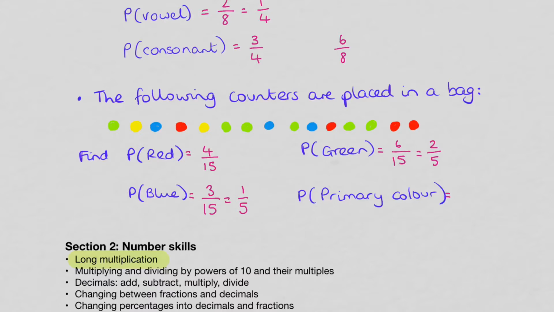And a primary colour is red, blue or yellow. And so we know that 6 of them are green. So there must be 9 of them that are a primary colour. So that makes 3/5 when we simplify it.